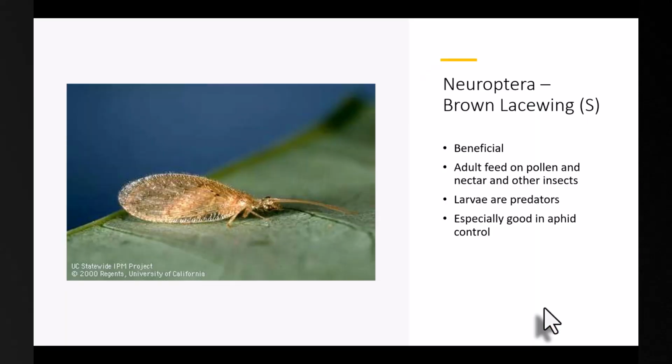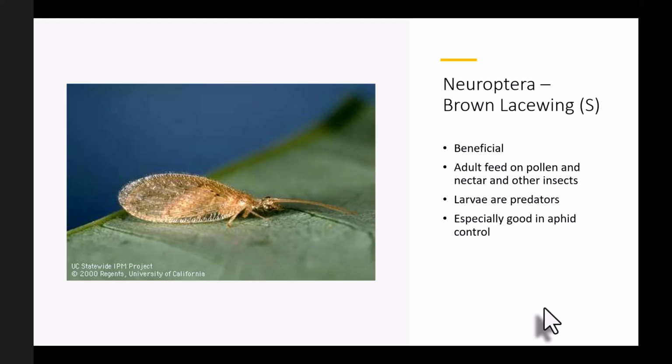Brown lacewings need to be known by seniors only. Brown lacewings tend to be a little more common in the eastern part of the state. Green lacewings are found throughout the majority of the state. These are also beneficial. They look just like the green lacewing, but they're brown. The adults also feed on pollen, nectar, and other insects. The larvae are predaceous. They're really good in aphid control, and the larvae look pretty similar to the green lacewing's larvae. But you need to be able to differentiate and identify the adult brown lacewing and adult green lacewing.